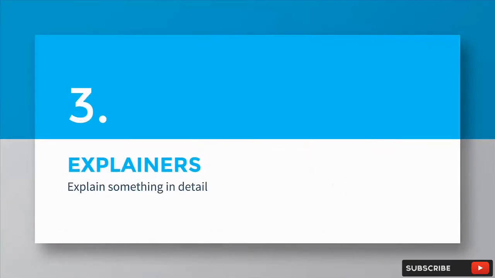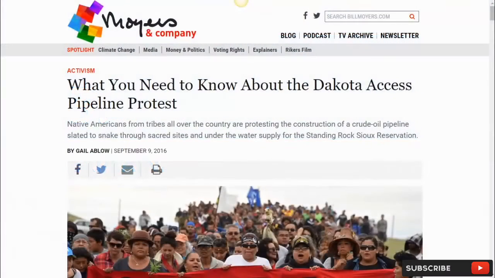Well-executed how-to content can be a significant driver of traffic, particularly from search engines where people are actively searching for solutions. Explainers are another type of informative content, but instead of teaching people how to do something, they explain a particular concept in detail. So for example, you could explain the history of a topic, how something works, or why things are the way they are.